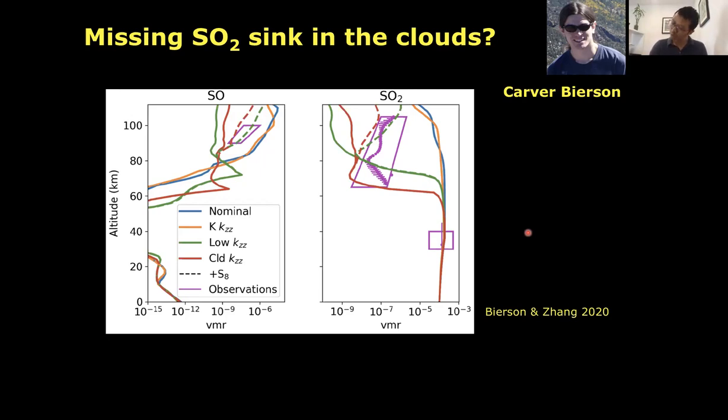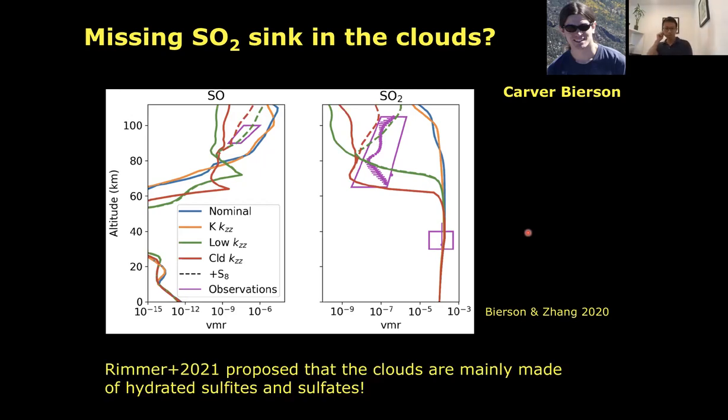And some very interesting proposal just came out this year. Paul Riemer proposed that the clouds may not be that acidic as you thought. If you have some salts, whatever the salts come from, you can have hydrated sulfides and sulfates inside clouds, and the acidity will be dramatically lower. And in that case, you can absorb a lot of SO2, which explains this.